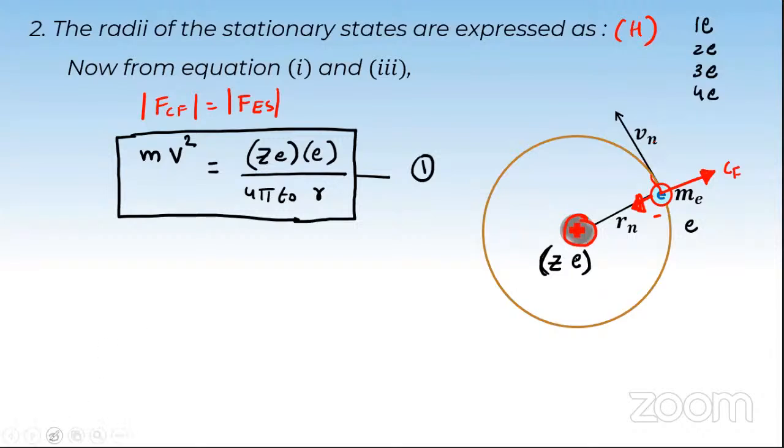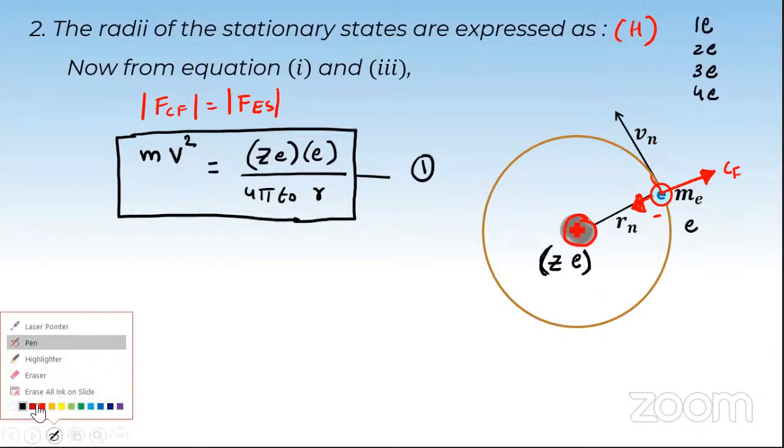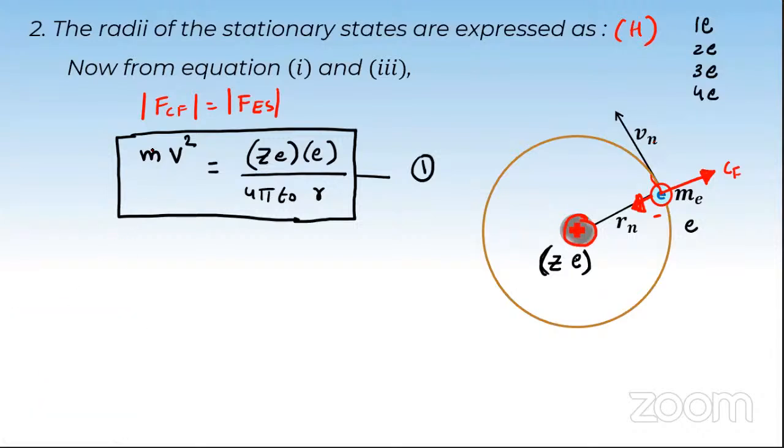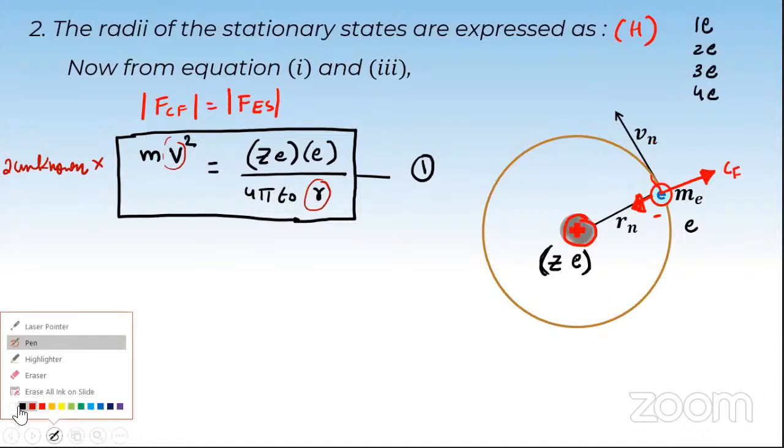Very simple. So next equation, and notice here we have one problem with this equation. Mass is constant, Z is constant, 4 pi epsilon is constant, but r is a variable, v is a variable. I have two unknowns, right? Am I right? I have two unknowns, but I have only one equation. So this is not a proper solution. So what I need is one more equation to solve this whole situation.